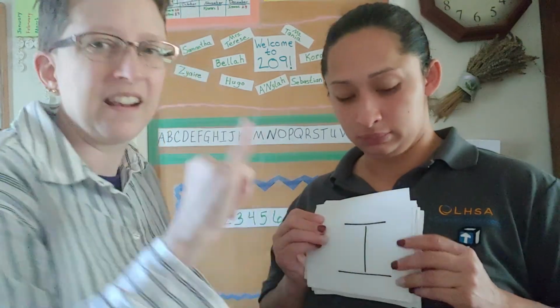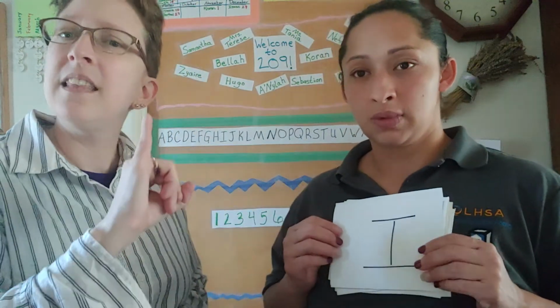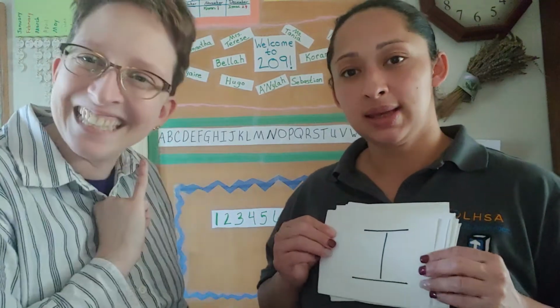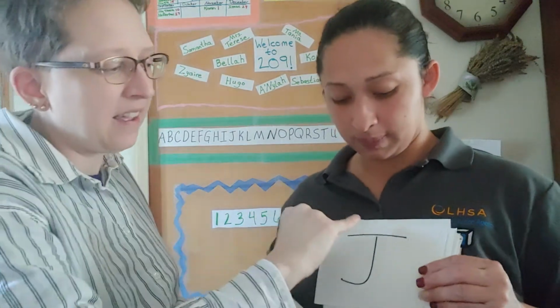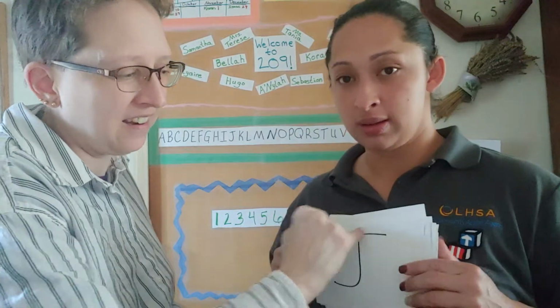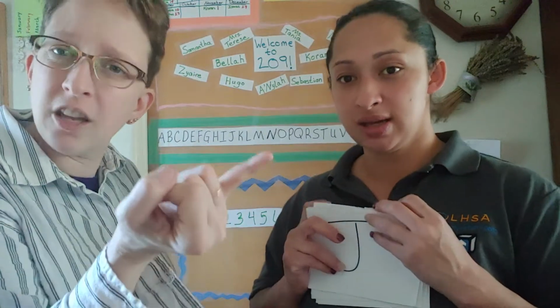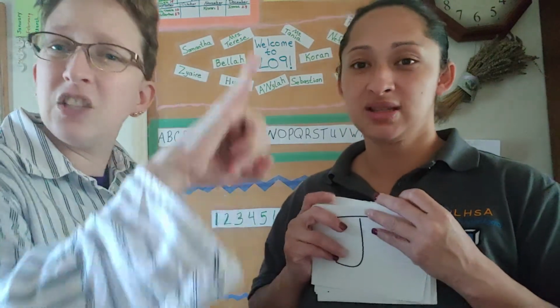Now we're moving on to the I. And the I says, it. Every letter makes a sound. The I says, it. And the J. The J says J. Every letter makes a sound. The J says J.